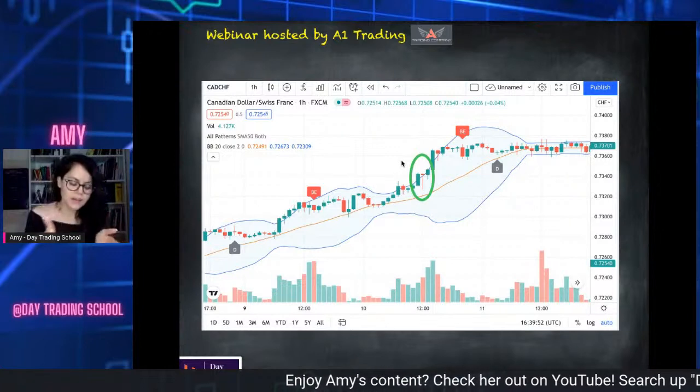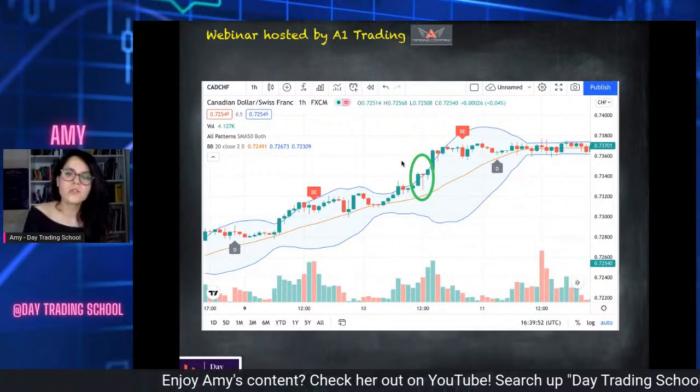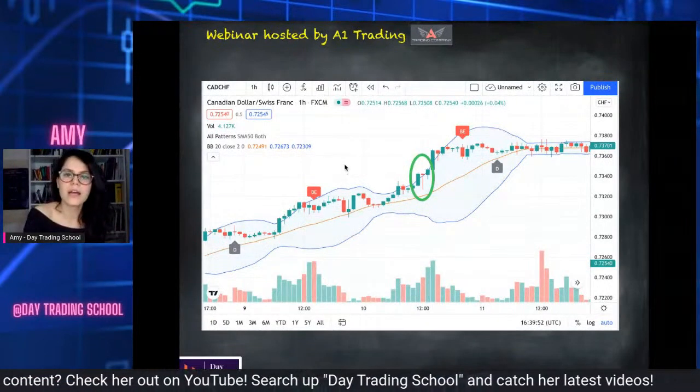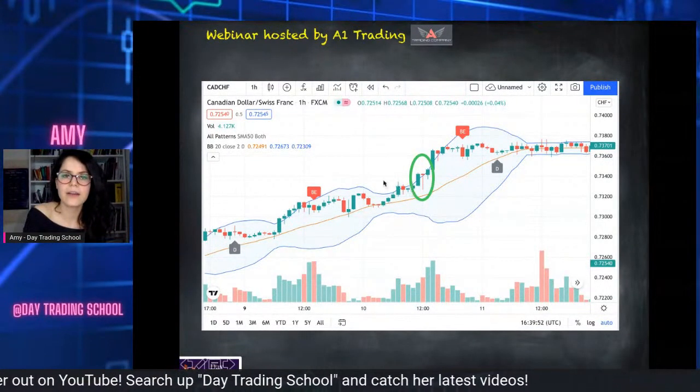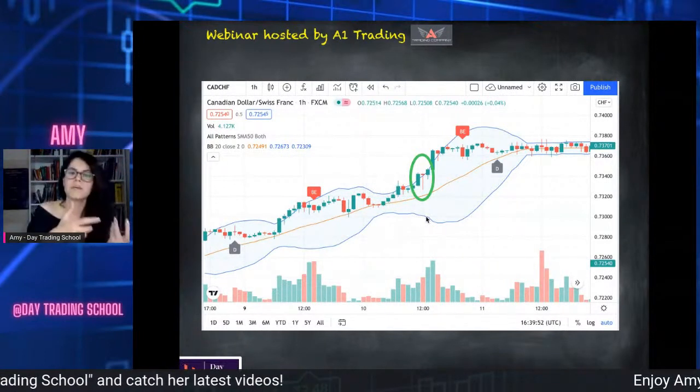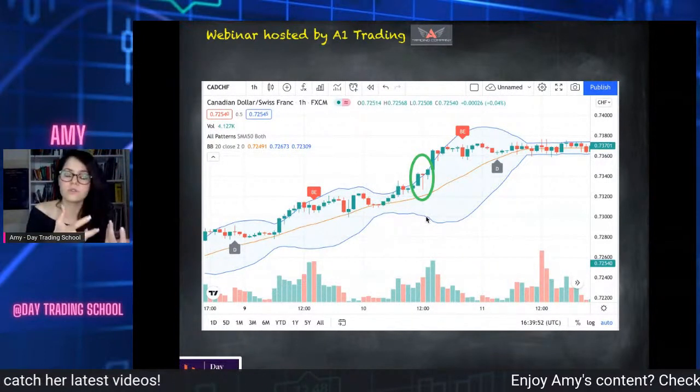I either trade London or New York, and before I decide what to trade, I have a closer look at the candlestick patterns. That means what has happened so far. How reliable are these candlesticks today, right?